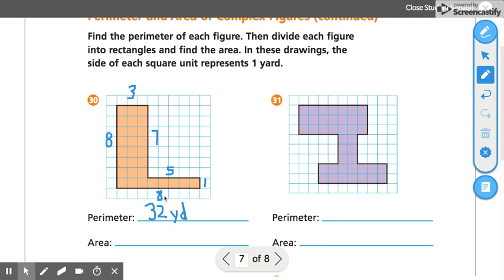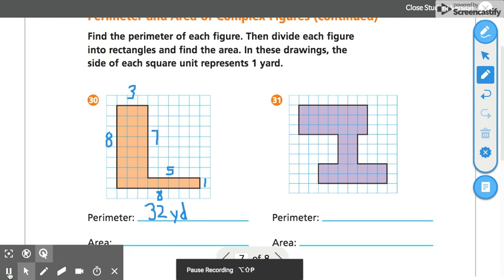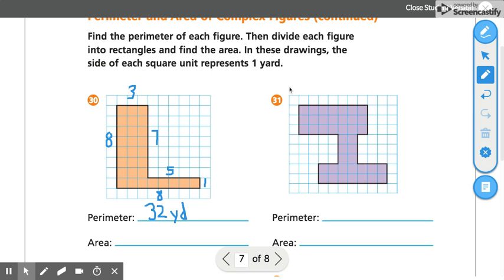Now, once I figured out my perimeter, now I can calculate my area. To start with the area, I'm going to break my shape up into squares and rectangles, or in this case, 2 rectangles. And I want to find the area of this shape right here. So I know that in order to find the area, I'm going to do base times height. So in this case, I'm going to do 3 times 8. 3 times 8 is 24, and I will go ahead and write that in there.